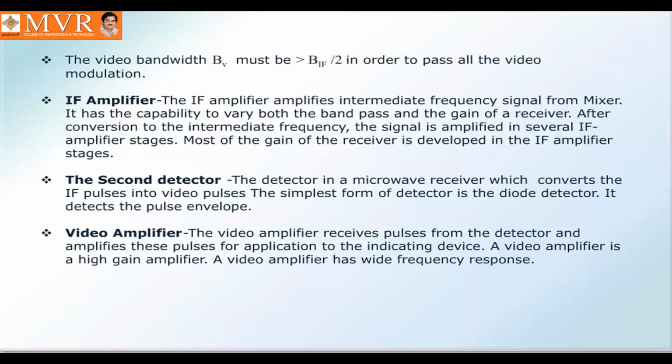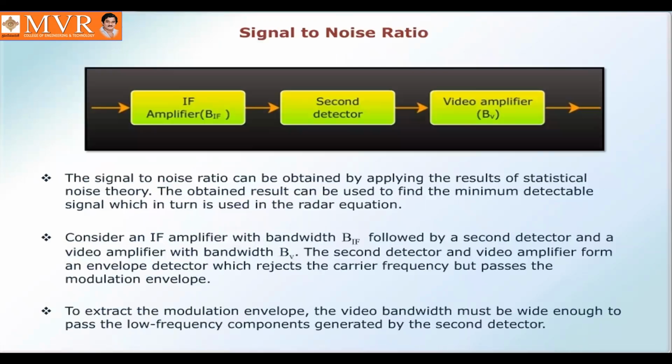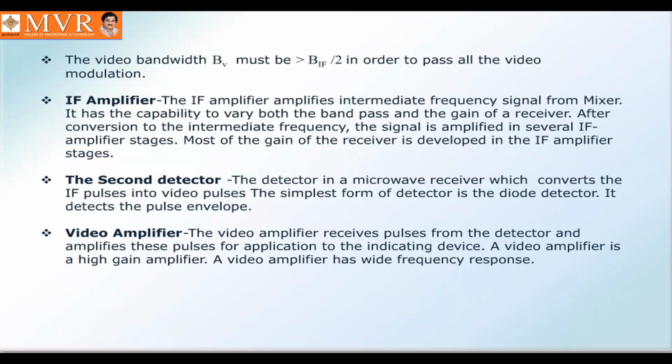And coming to the second detector, the second detector in the microwave receiver converts the IF pulses into video pulses. Why we need to convert the IF into video pulses is because the following block is the video amplifier. So in order to generate the video signal, first we need to convert the IF signal into the video signal. That will be done by the second detector. And after that, the video amplifier receives the pulses from the detector and amplifies these signals for the application in the indicating device.